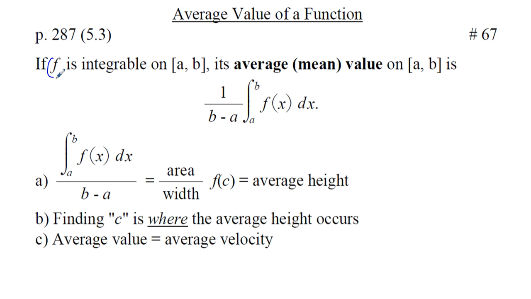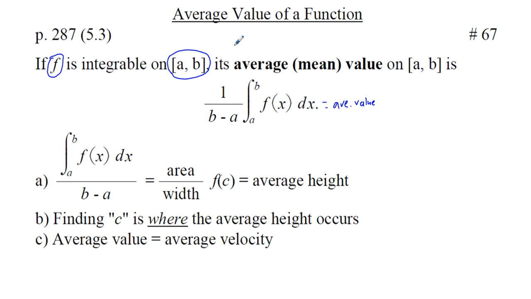If function f is integrable on the closed interval from a to b, its average value or mean value on the interval from a to b is 1 over b minus a times the integral of the function integrated with the limits. That's the average value. So that's how we get our average value. And so we're going to examine how that is found.